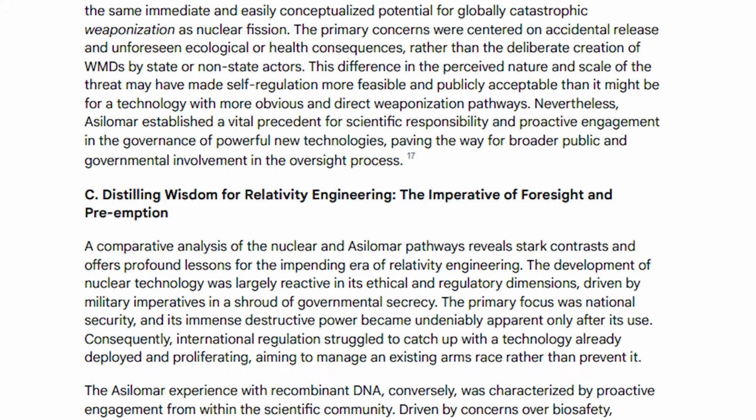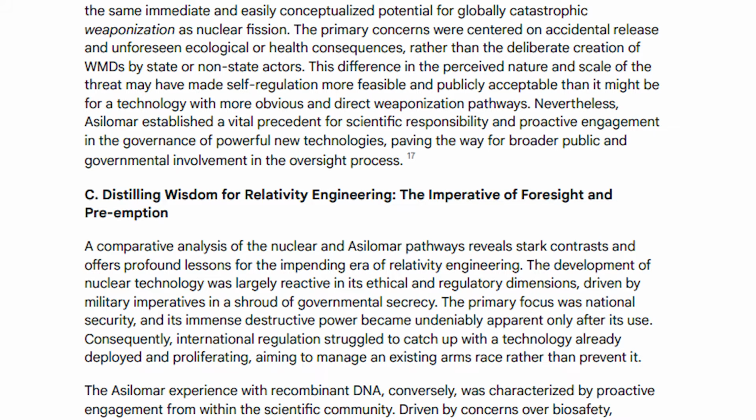Nevertheless, Asilomar established a vital precedent for scientific responsibility and proactive engagement in the governance of powerful new technologies, paving the way for broader public and governmental involvement in the oversight process.